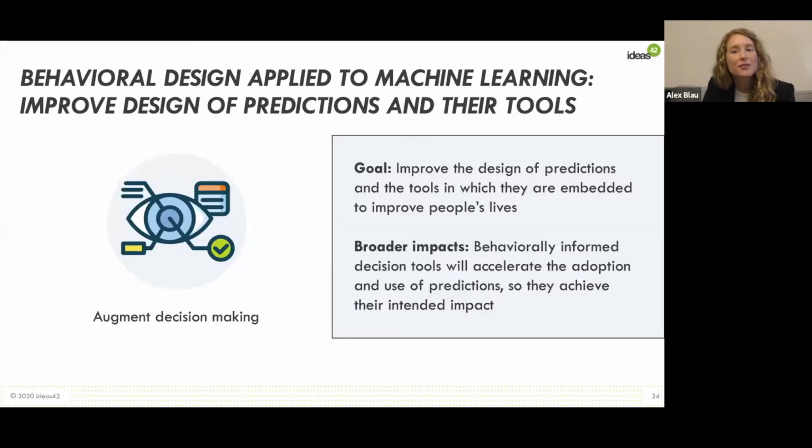So let's talk about this first category, which is augment decision-making. So this is the prediction policy problem category. And the goal here is to improve the design of predictions and the tools in which those predictions are embedded to improve people's lives. So as behavioral scientists, we have a particular approach to problems. We understand that if you just build something, people won't necessarily come. And it's not because they don't have information about it existing. There are other things that are at play.